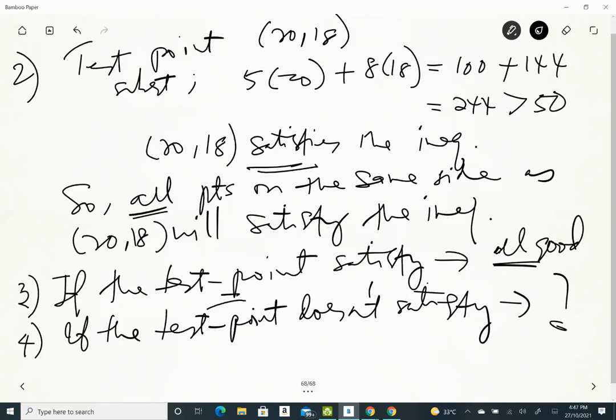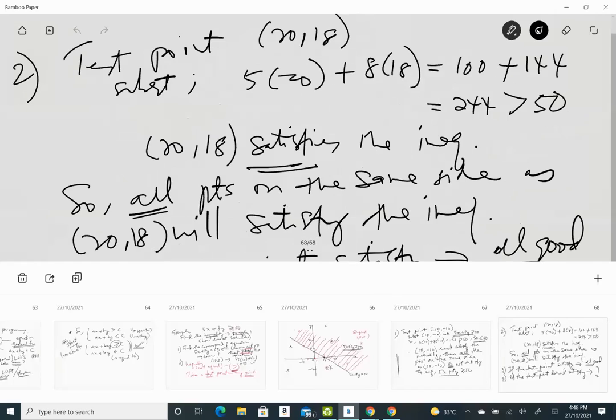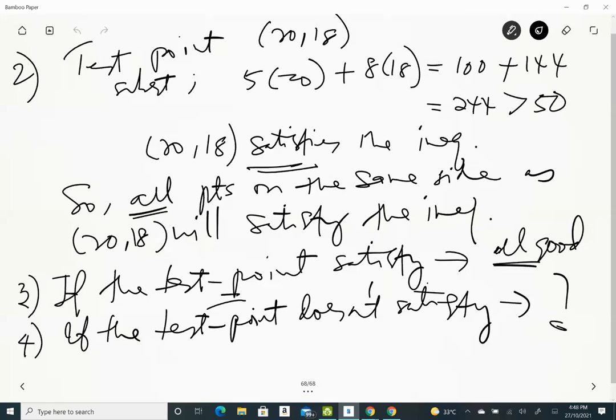Okay, so how do you go ahead and find the inequality? Because as we already mentioned here, call it number 1. If the test point does not satisfy, then all the points on the same side will not satisfy. Okay, we know that already. If the test point satisfy, then all the points on the same side as the test point will satisfy. So if your test point is satisfied, then everything will be good. That means that side will be the inequality. Now, what about if the test point that you choose does not satisfy? So what should we do?